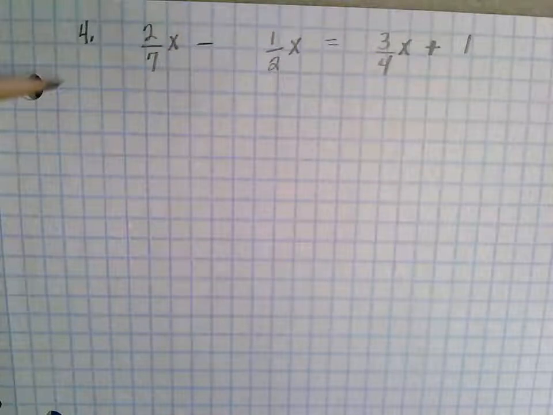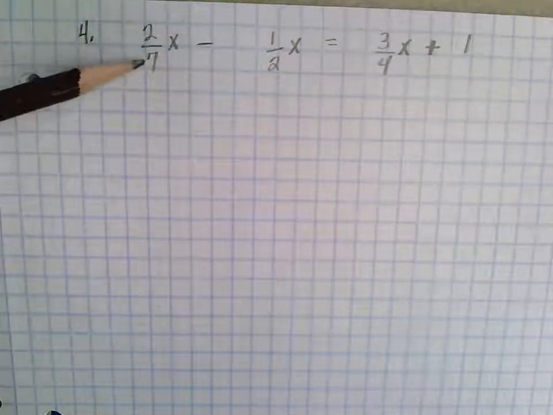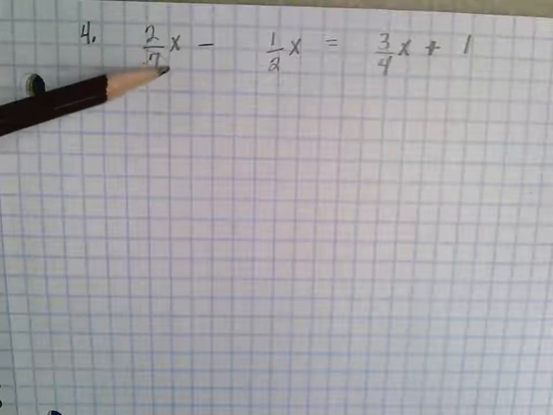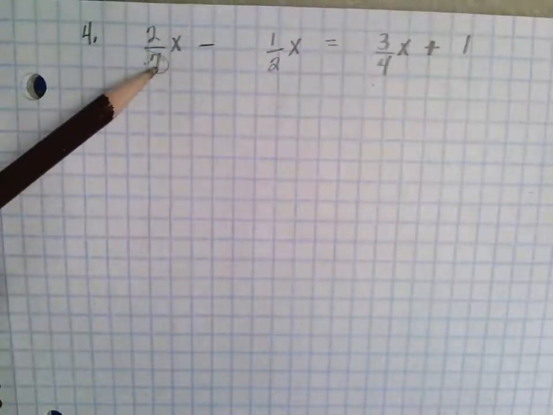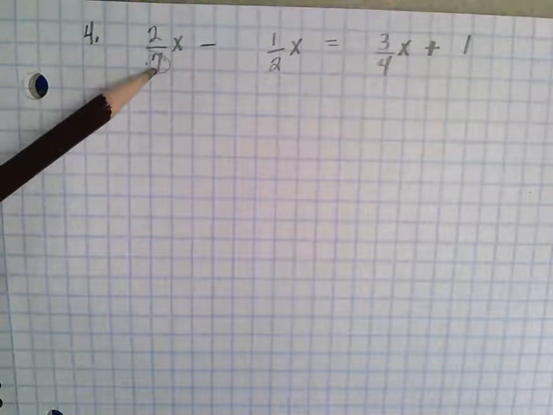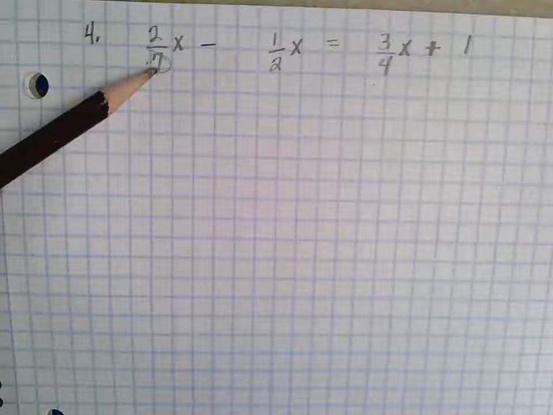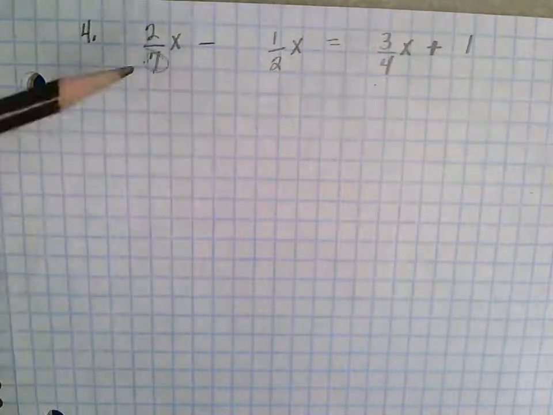Number 4. Here again I have fractions, so I'm going to start with my largest denominator, and I'm going to ask myself, are the other two fractions factors of 7? No, they're not. So I'm going to check my multiples of 7 because I'm trying to find the least common denominator for all 3 fractions.